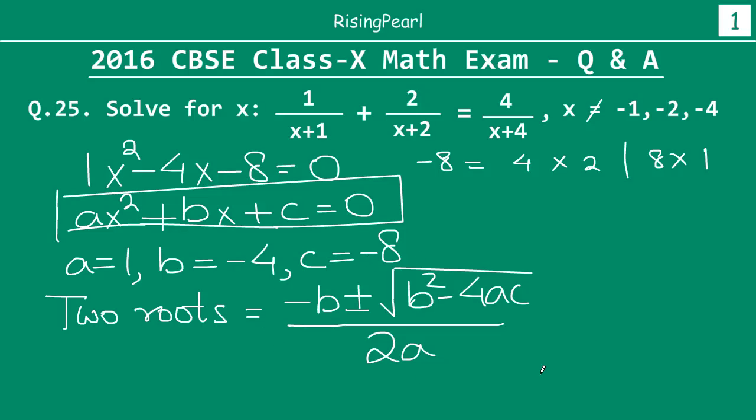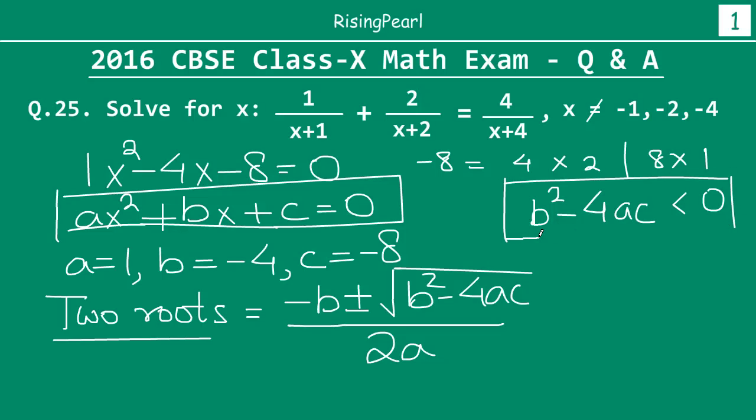So we have to find out this value, right? The first value for x will be minus b plus square root of b squared minus 4ac divided by 2a, and the second value will be minus b minus square root of b squared minus 4ac divided by 2a. So why don't we find the value of b squared minus 4ac first. Now remember, if b squared minus 4ac is negative, then there are no real roots, or no real solutions, right?